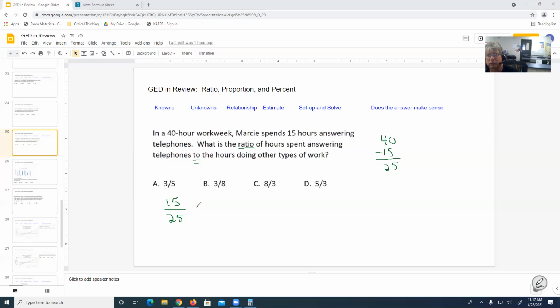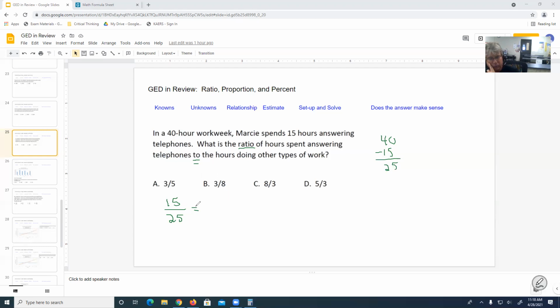That's what you have to watch out for. Some people just want to use information that is present. They're still using information that's not quite known, but can be found out by reading the question carefully. That's that reading and comprehension that comes into play. So spent answering the telephones, that's the 15. "To" tells me I'm using the fraction bar. The hours doing other types of work, which would actually be the 40 take away 15, which is the 25.